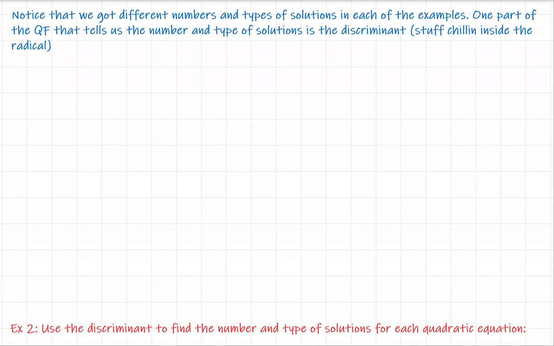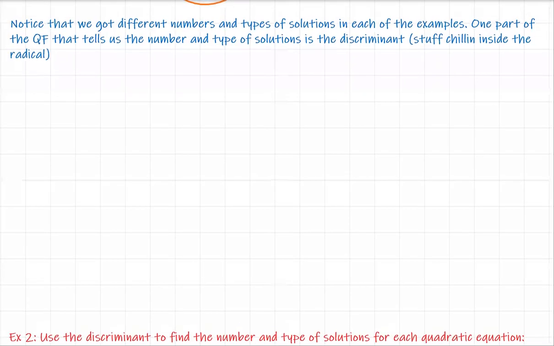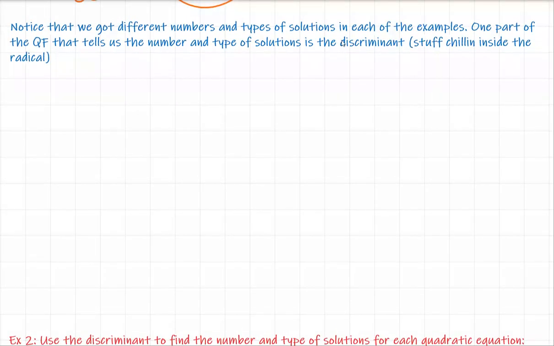Notice that we got different numbers and types of solutions in each of the examples. In some of those, we got 2 solutions, in others we got 1. In some of those, we got real numbers, and in others we got complex, okay? One part of the quadratic formula that tells us the number and type of solutions is called the discriminant. So that's what the discriminant is if you've never heard of it before.